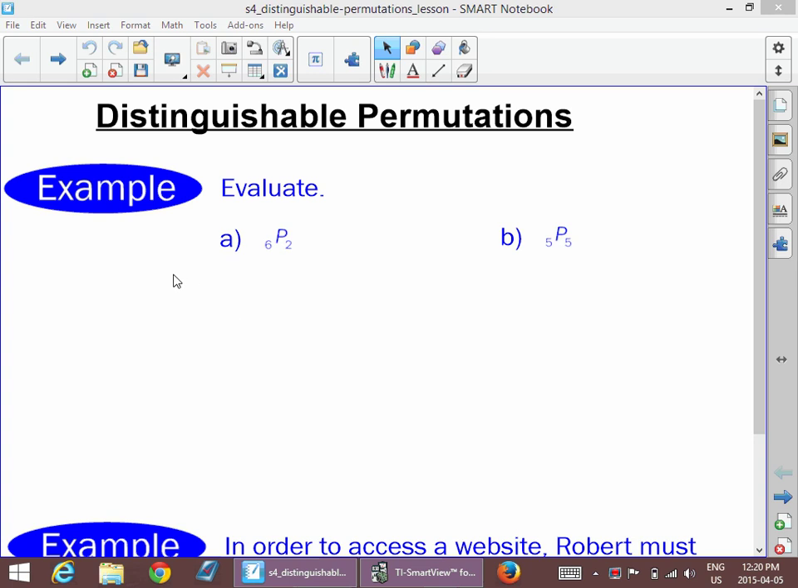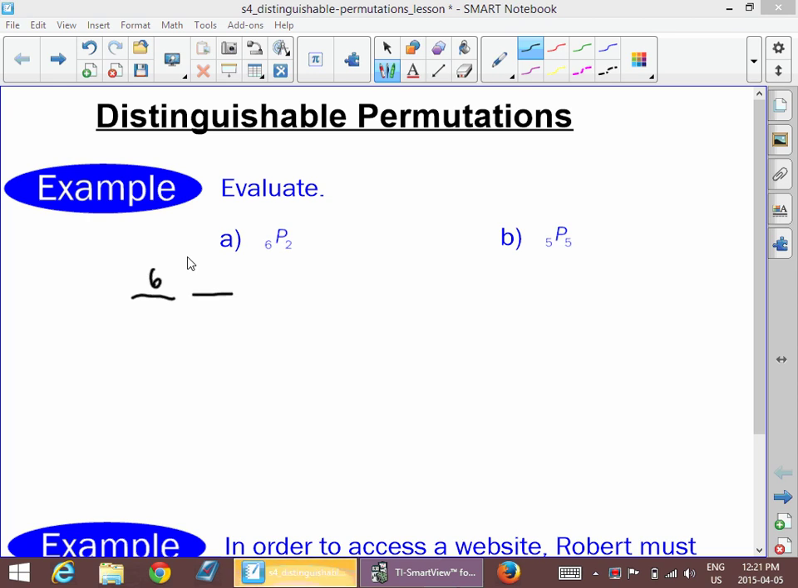So, let's evaluate. Now, how would we find out what 6 pick 2 would be? Okay, what does that mean? That means we have 6 objects, any 6 objects, and we want to place 2 of them in order. So if we take a look at this, what would that be? Well, that would mean that we'd have 6 choices for the first object. And because we picked an object, we'd have 5 choices for the second object. 6 times 5 would tell us that the answer would be 30.